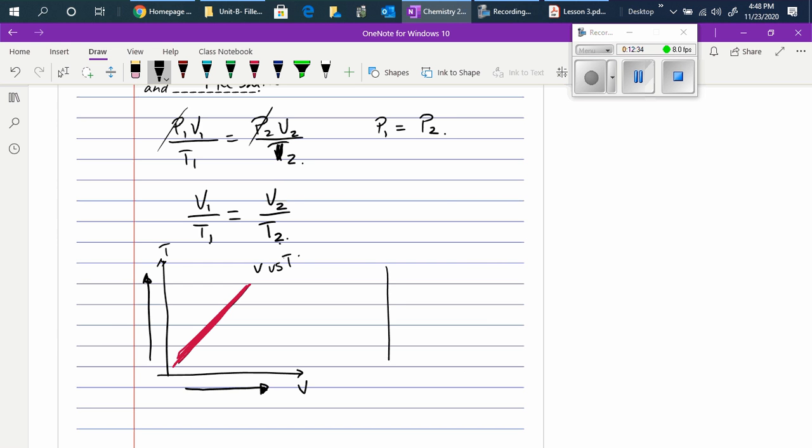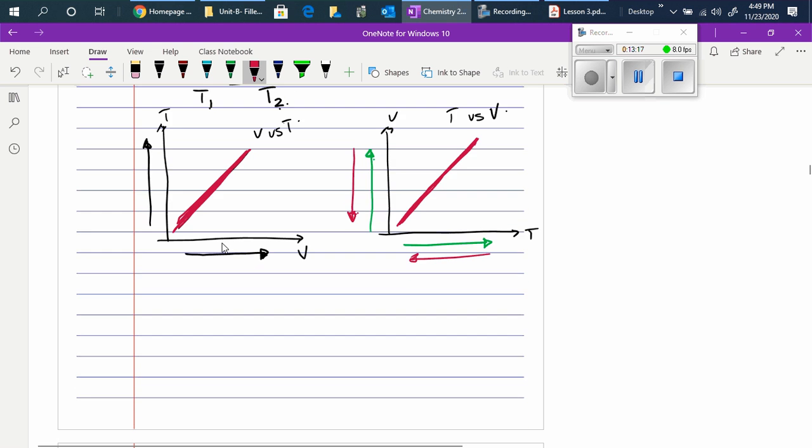And even if we draw the temperature versus volume graph, we will have the same thing. A graph that looks like this, which means that as you increase the temperature, the volume will increase as well. Or if you decrease the temperature, the volume will decrease as well, and vice versa for the other graph. So this means that the relationship between temperature and volume at constant amount and pressure is proportional.